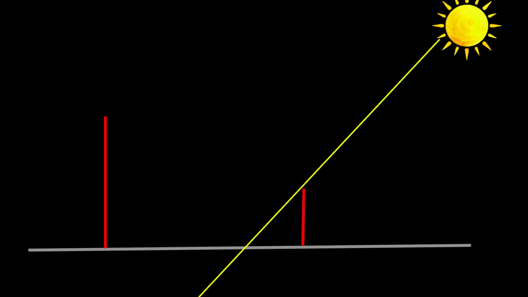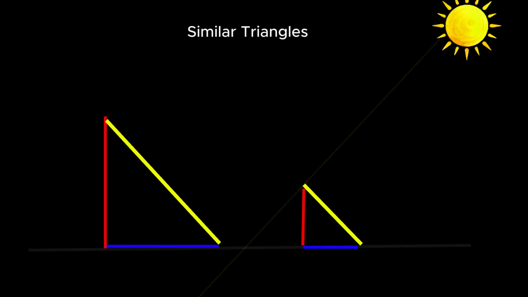The sun is so far away that its light rays hit the earth at the exact same angle for everything in your immediate area. Because these rays are parallel, the objects and their shadows form two triangles that have the exact same shape, just different sizes. In geometry, we call these similar triangles.